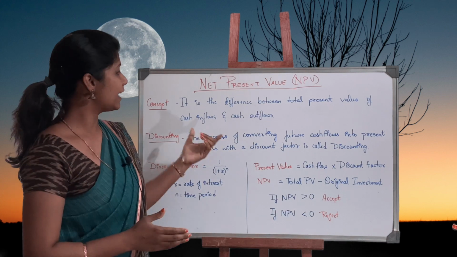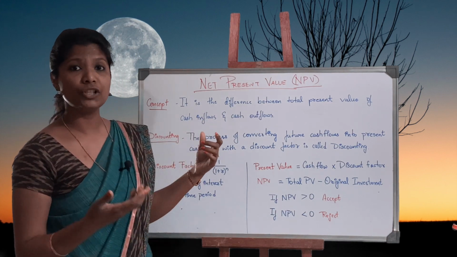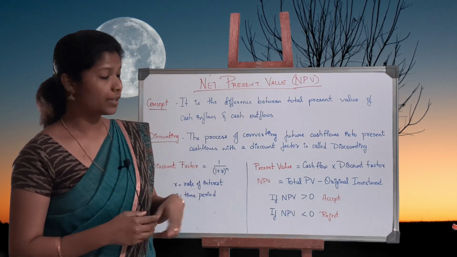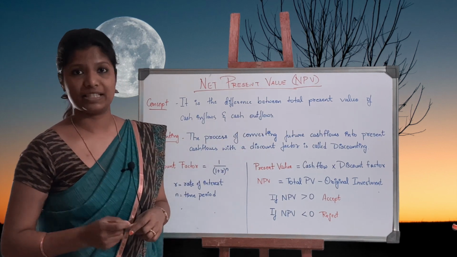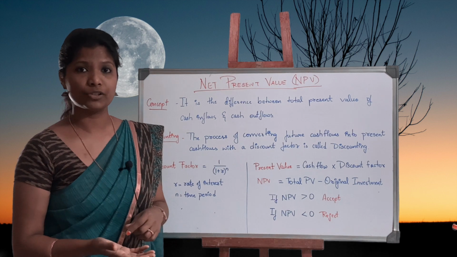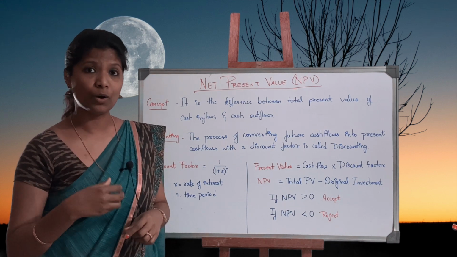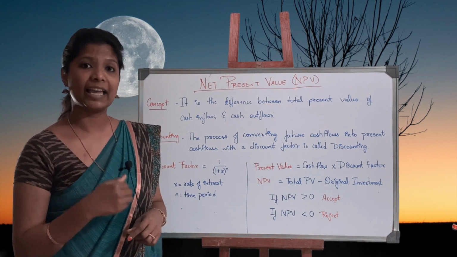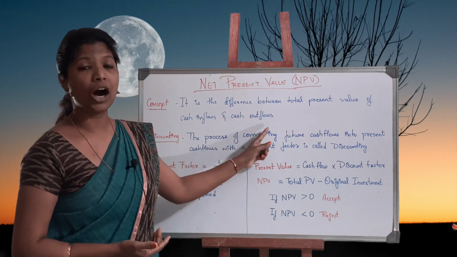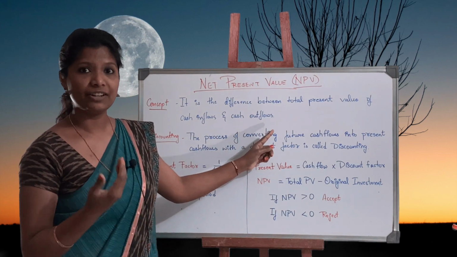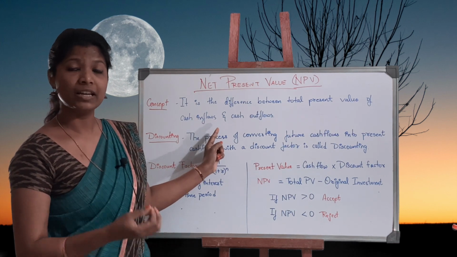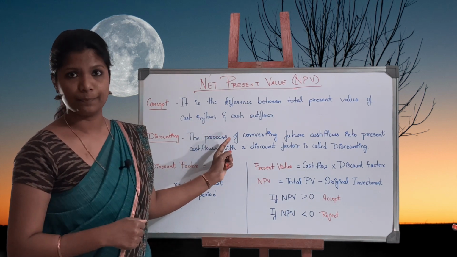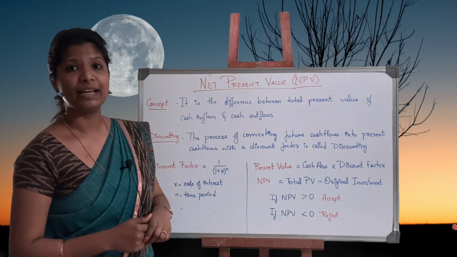I repeat, cash inflow is the returns on my investment every year. What is cash outflow? Outflow is the original investment. That is, if a project is costing rupees 5 lakh, that 5 lakh the company invests is called cash outflow. Cash is going out of the company in terms of investment. Cash is coming into the company in terms of returns on investment. Got it? So this is the concept of net present value.